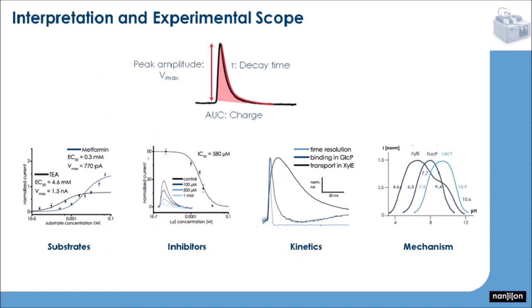Then it's also possible to look at the kinetics of the transporter system. Here you see an example where you see a slow reaction and something that looks much faster. This is an example for binding versus transport events. Different events have very different kinetics, which you can analyze. And finally, you are very free to change all the conditions. You can change the pH, you can change the ionic composition of the buffers, and this way find out a lot about the mechanism and dependencies of the transporter. So we have a very broad assay range in mechanisms, but also in pharmacology.